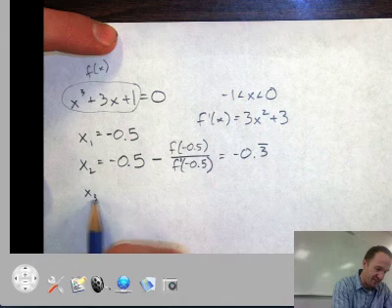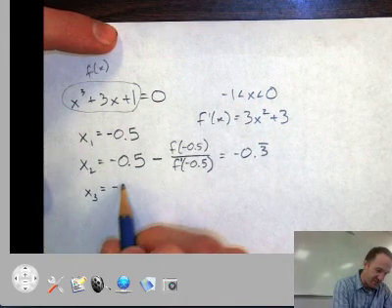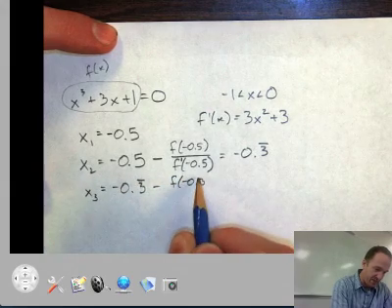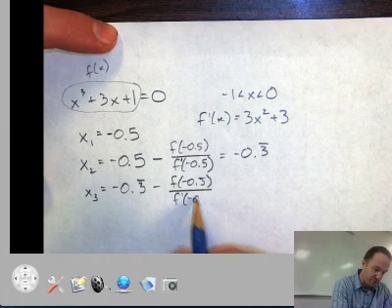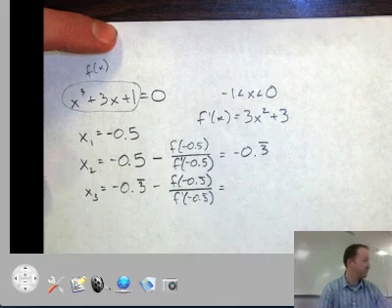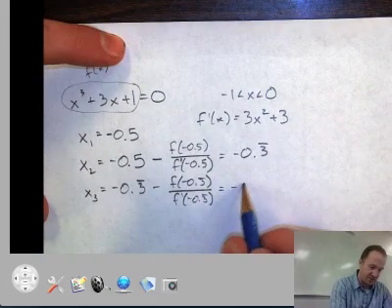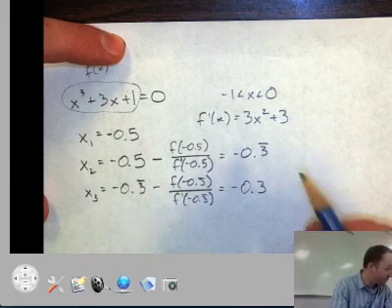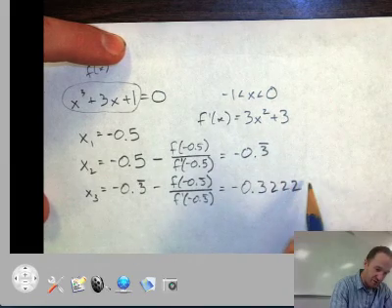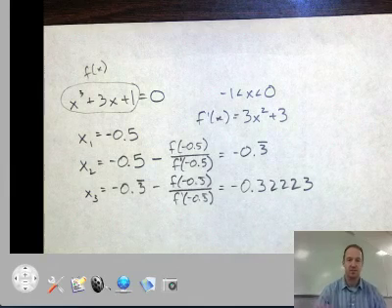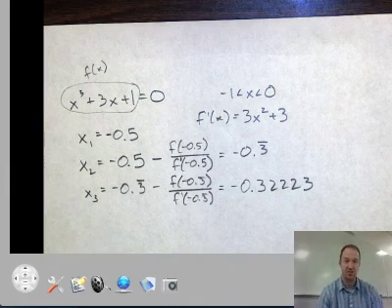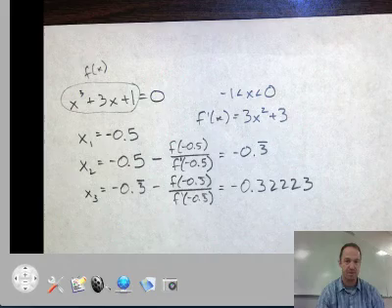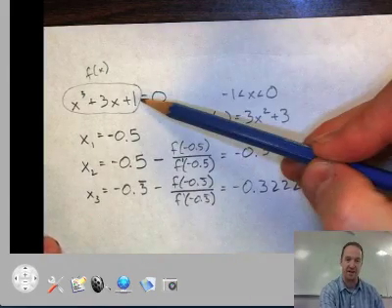So let's do this again. Let's get even closer. We take our best guess, -0.3 repeating. We take away f of -0.3 repeating over f prime of -0.3 repeating. And you can check this in your calculator. In fact, I would strongly encourage you to. You get -0.32223. And you could keep doing this over and over again until the numbers in the calculator didn't change, and you know that those would be accurate. But what we're getting is closer and closer to the solution of that equation.